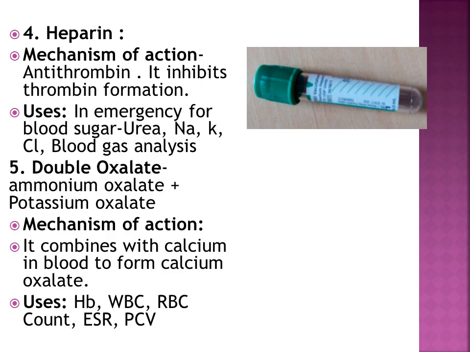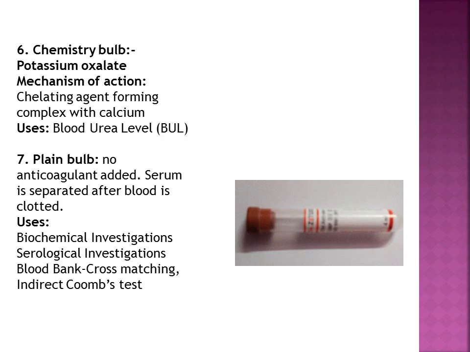First is heparin. Its action is antithrombin, and its use is mainly for blood gas analysis. Next is double oxalate, which is ammonium oxalate plus potassium oxalate, and its uses are like EDTA. The potassium oxalate is mainly used for the blood urea level. Plain bulb, where no anticoagulant is added, is mainly required for serum preparation, which is required for biochemical and serological investigations.